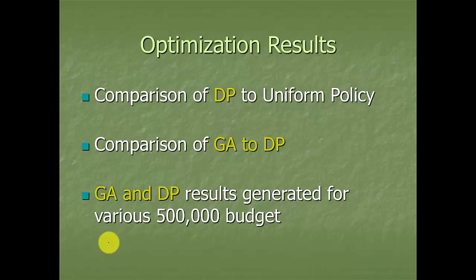So we do have some results, with three main categories of results. One is comparing the dynamic programming to the uniform policy. The other is comparing the results from the genetic algorithm to the dynamic program, and then comparing those results for different budgets.